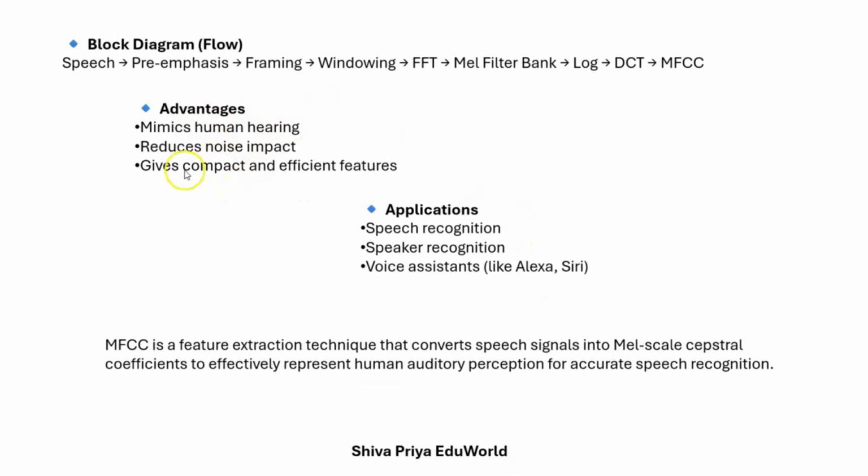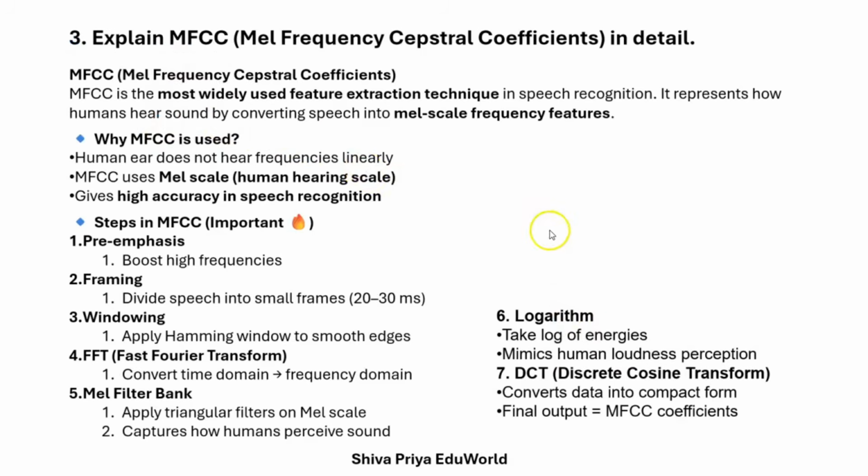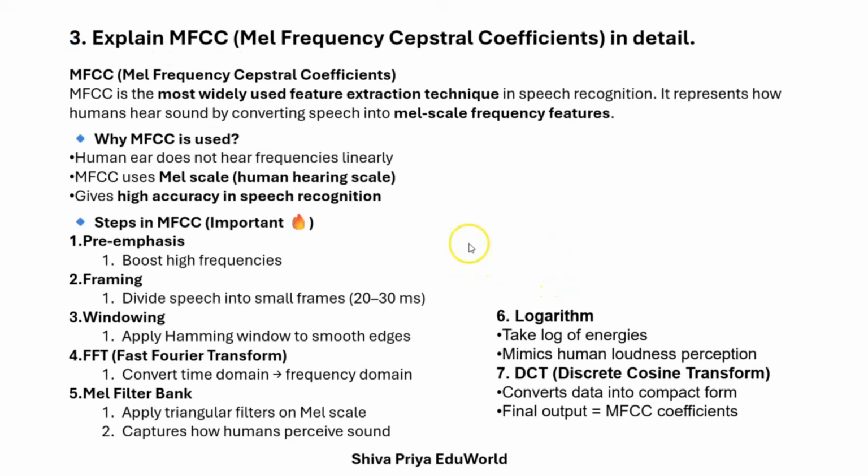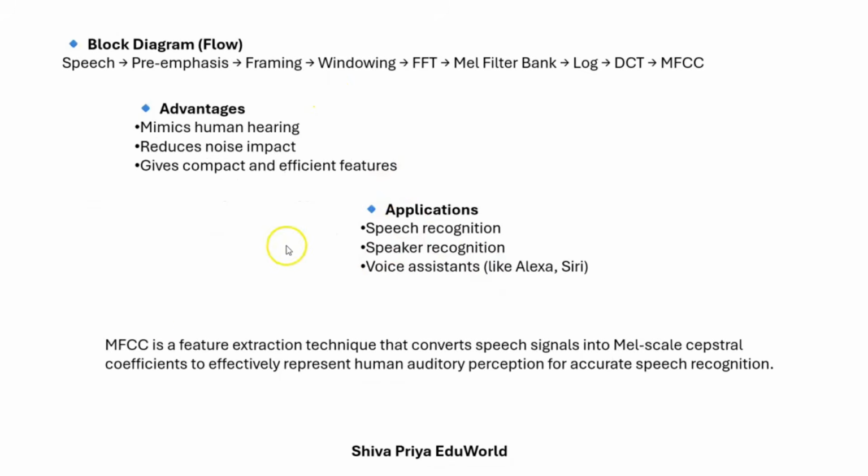Clear? Here the advantages of this MFCC are: it mimics human hearing by logarithm, it reduces the noise impact, and it gives compact and efficient features. These are all the advantages. And what are the applications of this MFCC? Speech recognition, speaker recognition, voice assistants like Alexa and Siri. These are real world applications. MFCC is a feature extraction technique that converts speech signals into Mel scale cepstral coefficients, effectively representing human auditory perception for accurate speech recognition. Clear? This is all about the MFCC.